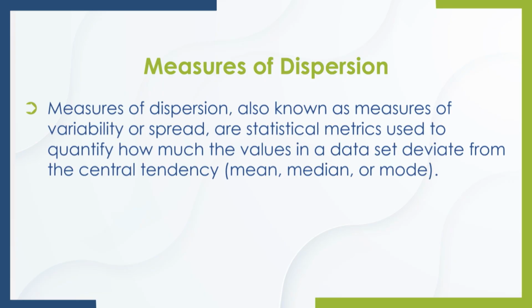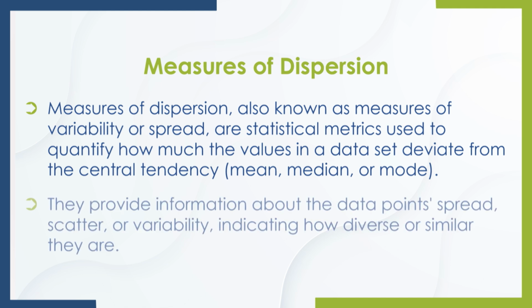Dear students, let us begin the second part of the lesson, in which you will learn about exploring measures of dispersion. Measures of dispersion, also known as measures of variability or spread or statistical metrics, are used to quantify how much the values in the data deviate from the central tendency, which is the mean, median or mode. They provide information about the data points' spread, scatter or variability, indicating how diverse or similar they are.